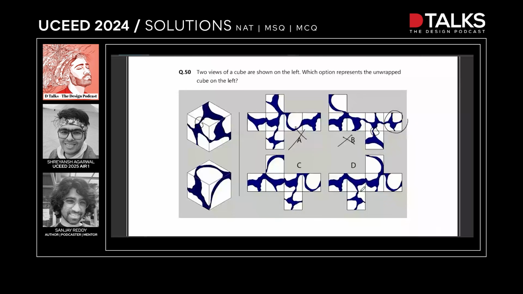Option D. C and D are both similar with just slight changes, which is basically the extensions up and down. Those are two mirror images basically. Mirror images, yes.